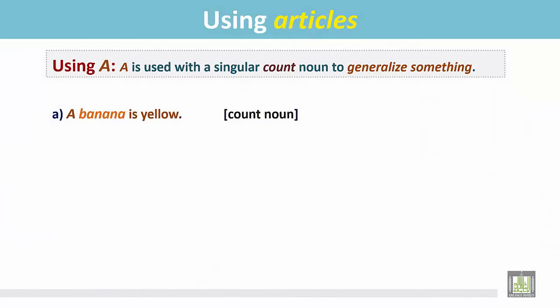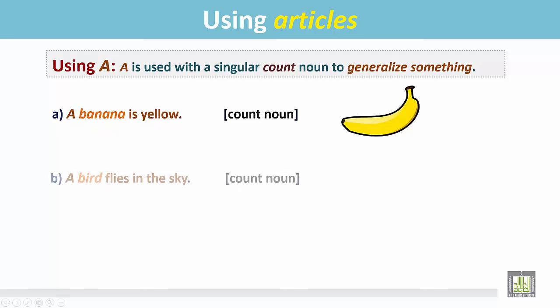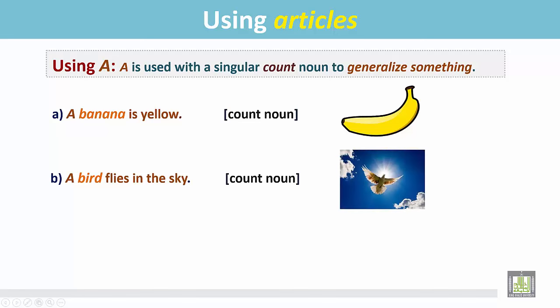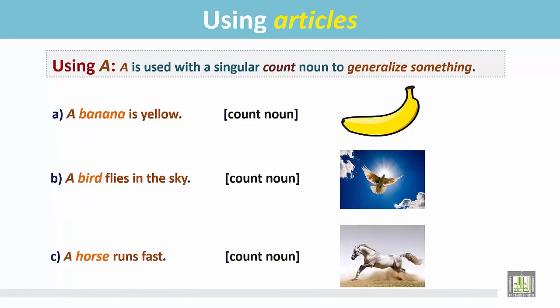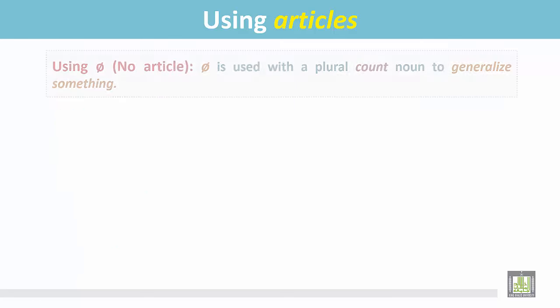The example. A banana is yellow. Banana is a count noun and here A is generalizing that it is yellow. A bird flies in the sky. A bird is a count noun and A is placed before the count noun is generalizing that birds fly in the sky. A horse runs fast. Horse is a count noun and A placed before the noun is generalizing that it can run fast.